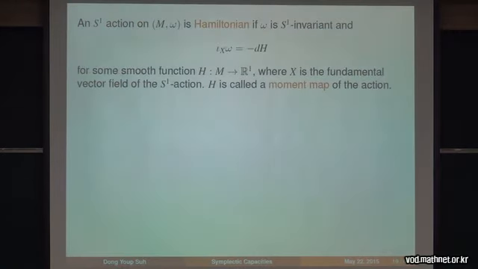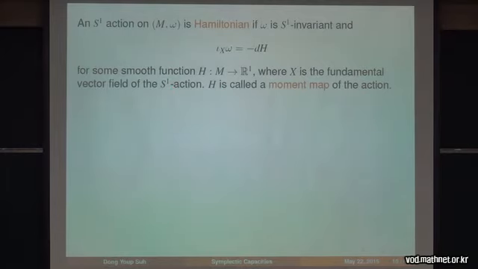From now on, I'm going to consider the action of the circle, S1 action. The circle action on a symplectic manifold is called Hamiltonian if omega is S1 invariant, and the contraction of omega with X is minus dH, for some smooth function H from M to R, where X is the fundamental vector field of the S1 action.